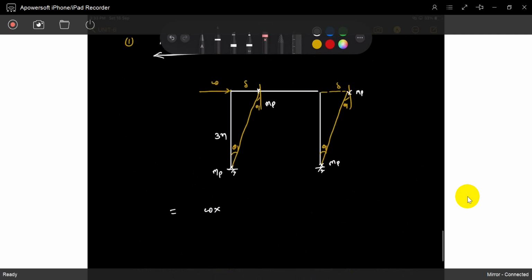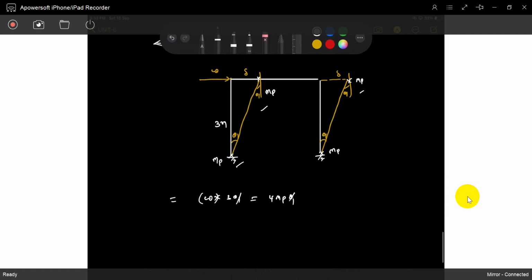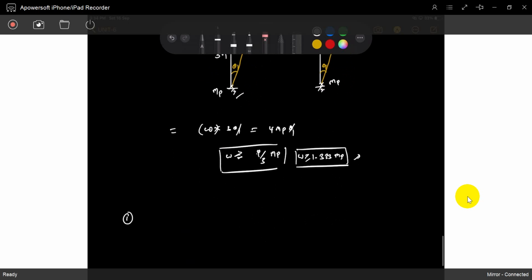So W, you can write directly, 3 theta 1 is equal to 1, 2, 3, 4, so 4 MP theta. Theta cancels. What is W? 4 by 3 MP, that's 1.333 MP. If you apply a W greater than 1.33 MP, it is going to fail. That is the sway failure. Next we'll do the combined mechanism.